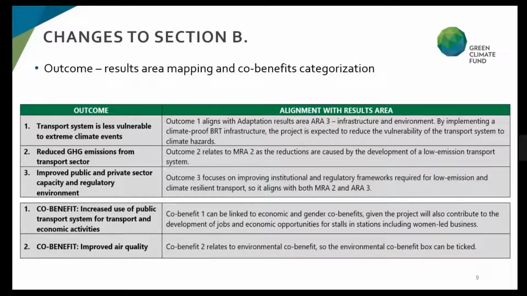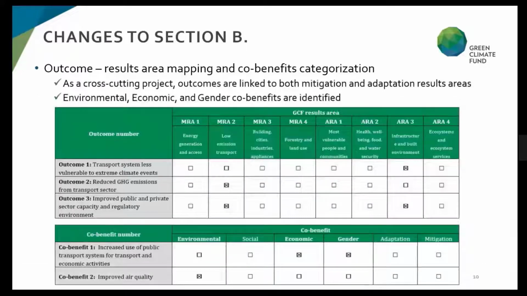As you can see in the table below, co-benefit 1 can be linked to economic and gender co-benefit categories, given the project will also contribute to the development of jobs and economic opportunities for stalls in stations, including women-led businesses. Co-benefit 2 relates to environmental co-benefit, so that the environmental co-benefit box can be ticked. Let me show you the actual table. So this is what a completed outcome reserve area mapping table will look like.